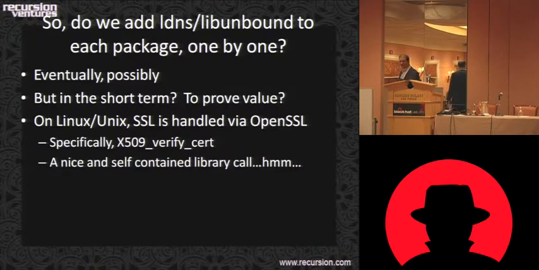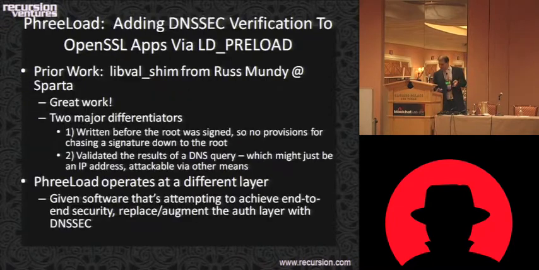On Linux and Unix, SSL is handled via OpenSSL. And OpenSSL has a single function called X509_verify_cert. That is a nice and self-contained library call. One function, one position. This is what says whether an SSL connection has been accepted or not. Could we do something with that? Yeah. We can build something called Phreeload. Phreeload is a DNSSEC verification engine that can actually be applied with no code modifications to pretty much every app on Linux and Unix through the LD_PRELOAD functionality.